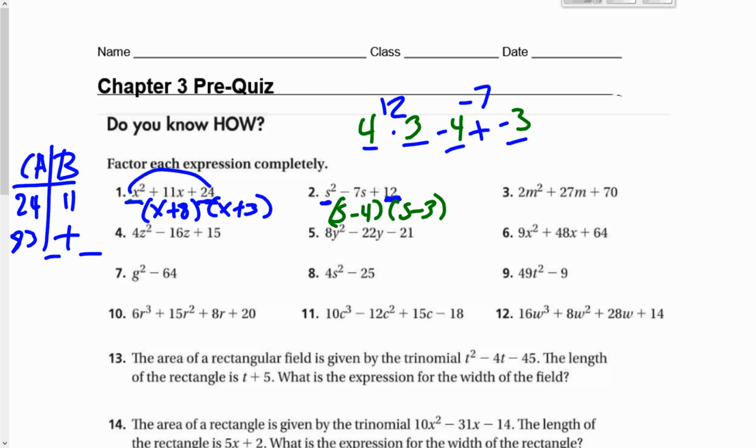Okay, here's where it gets a little more complicated because now I have an a out in front and my c, so I multiply those two. So 2 times 70 is 140, and my b is 27. They're both positive though still, so we're going to say what plus what, and they're both going to be positive numbers. So what times what is 140 but adds to 27? So 14 and 10, that's 24. So not 14 and 10. Can't do that. But what about, so we can rework this.